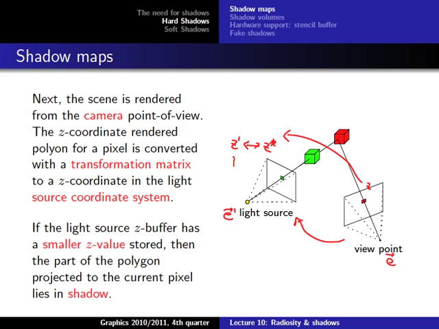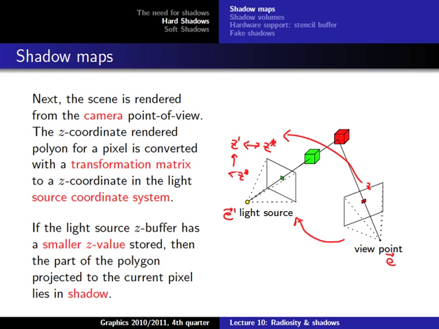If this set value is smaller than set star, we know that the object, the closest object to the camera, is behind the closest object to the light source. And that means, of course, this object is behind this object with respect to the light source, which means it doesn't see the light, which means it is in shadow.